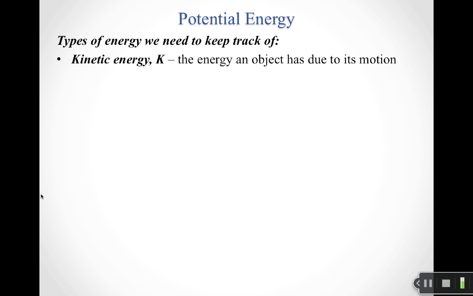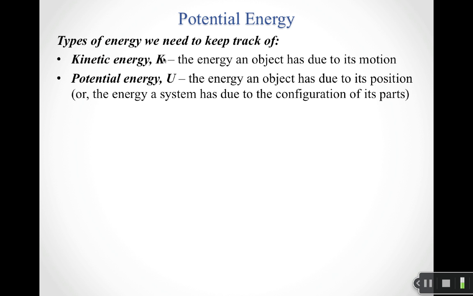So one of the things we talked about when we first introduced energy is that we want to develop the skill of recognizing forms of energy and then become very good at keeping track of that energy. So the types of energy that we're going to keep track of initially, well, one type we've already introduced, that's the kinetic energy. So again, we use big K for the kinetic energy. That's the energy an object has due to its motion.